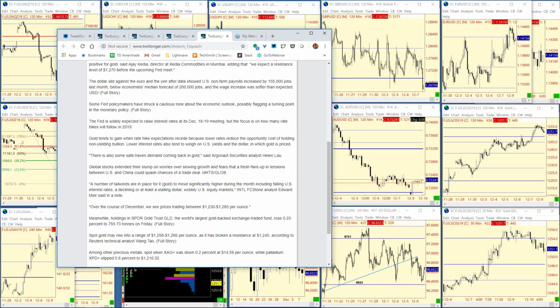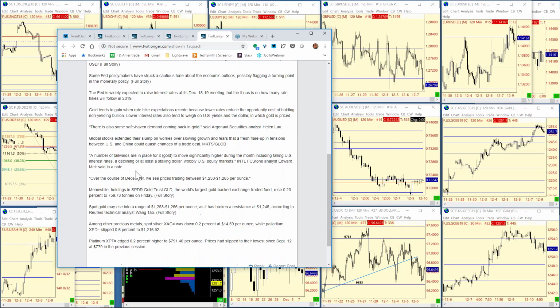There's also some safe haven demand coming back to gold, said Argonaut Security. A number of tailwinds are in place for it to move significantly higher during the months before falling U.S. interest rates, a declining or at least a stalling dollar, wobbly U.S. markets. Over the course of December, we see prices trading between $12.30 and $12.85.